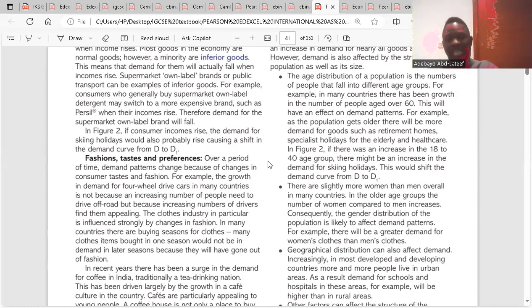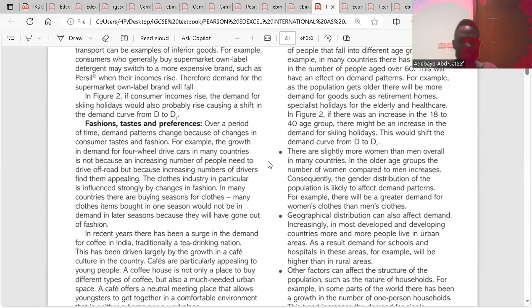So we go to fashion, taste and preferences. Over a period of time, demand patterns change because of changes in consumer taste and fashion. For example, the growth in demand for four-wheel drive cars in many countries is not because an increasing number of people need to drive off-road, but because increasing numbers of drivers find them appealing. The clothes industry in particular is influenced strongly by changes in fashion. In many countries, there are buying seasons for clothes. Many clothes items bought in one season would not be in demand in later seasons because they would have gone out of fashion. So in recent years, I'm going to finish up with the paragraph.